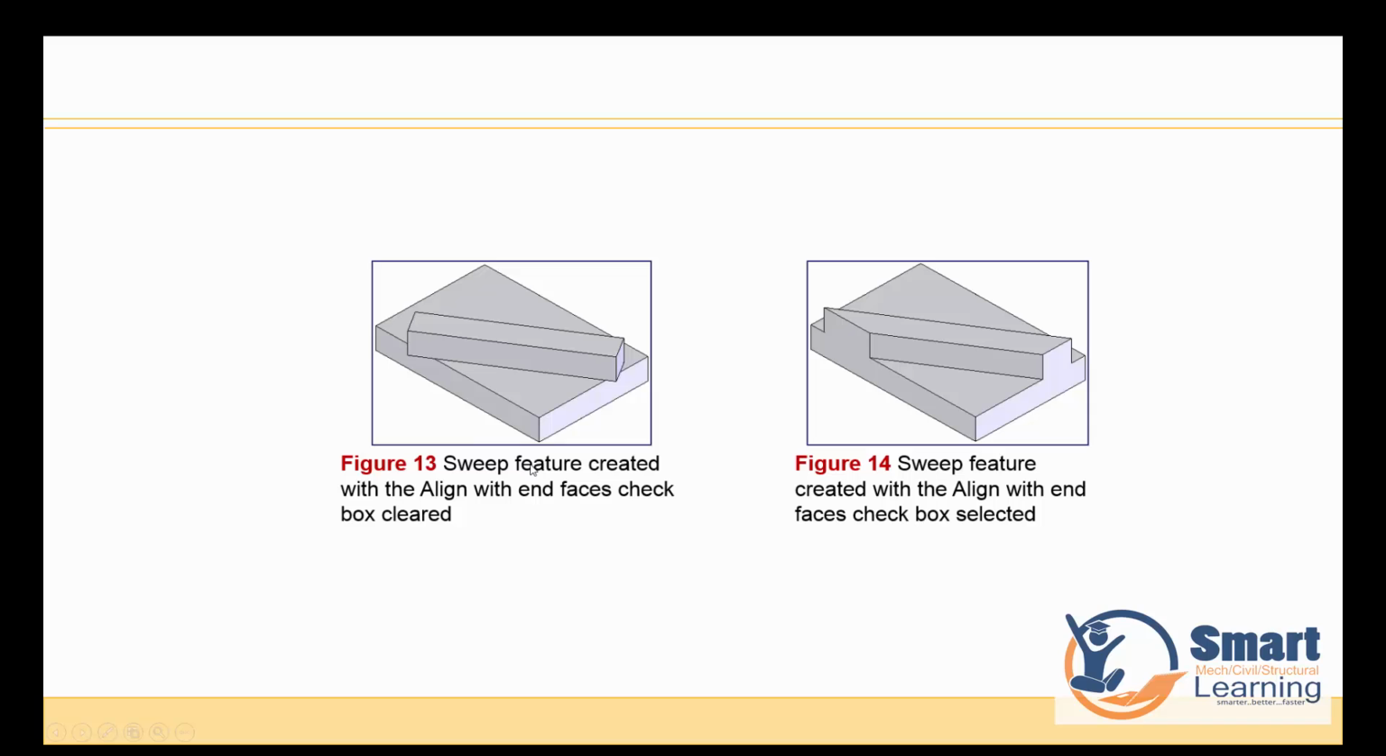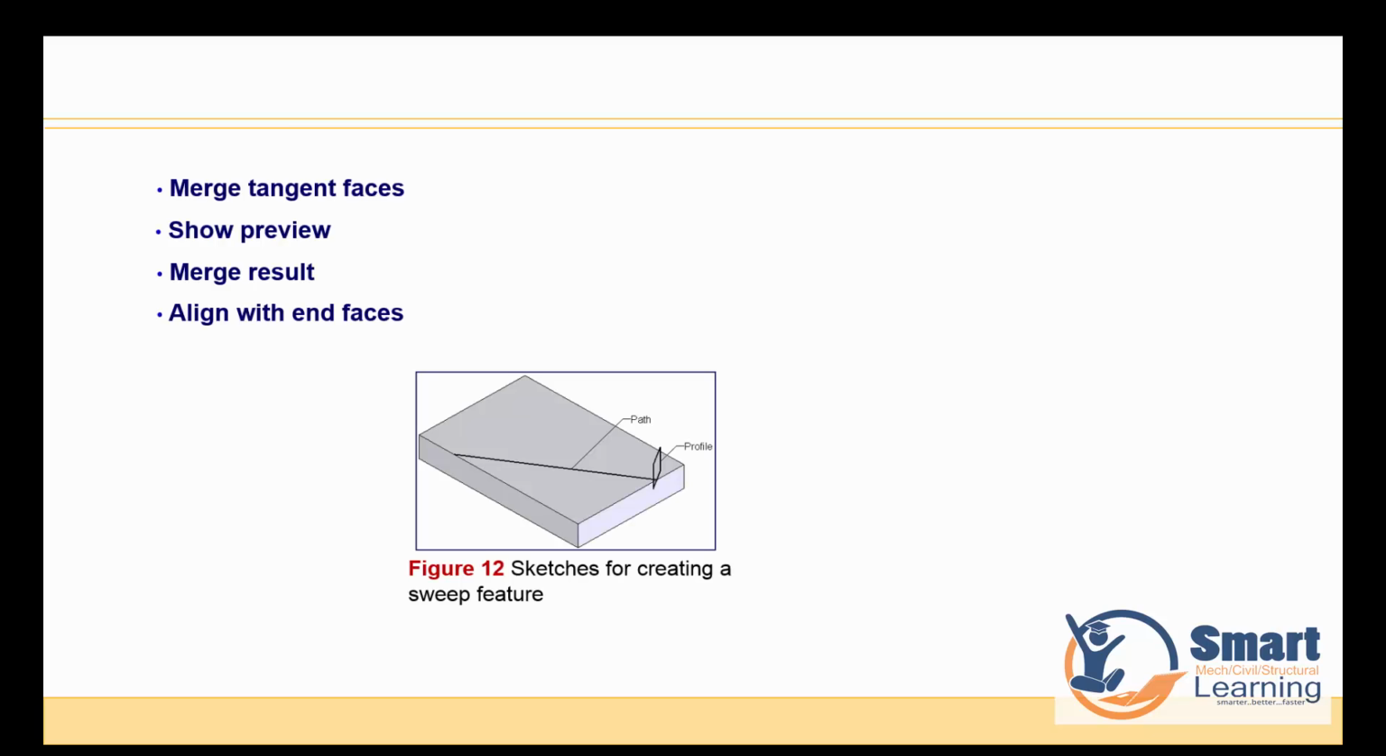And this is another example where the sweep feature is created with the align with end faces checkbox, you can see, and this is the resultant output where you can see this exactly merges to both the ends, and this is basically the sweep feature created with the align with end faces checkbox. So let me show you both the things so that you can better understand this.